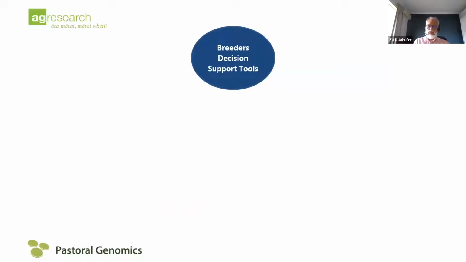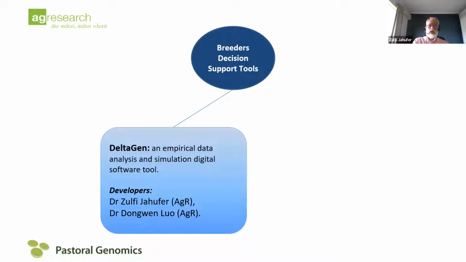So as I call it, breeders' decision support tools. We had a program, almost the continuation, phase 2 of it, in New Zealand called Pastoral Genomics. And I was responsible for running a stream, as we call it, to develop decision support tools for plant breeders. And so one of the tools was DeltaGen.